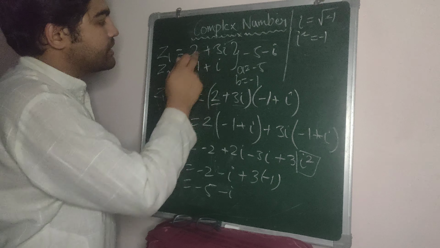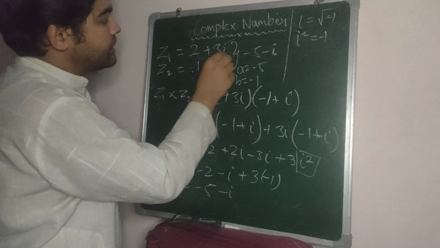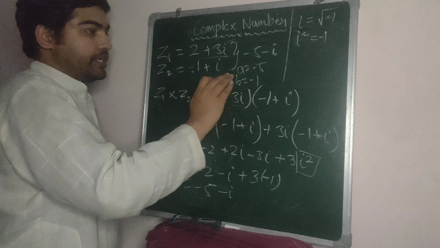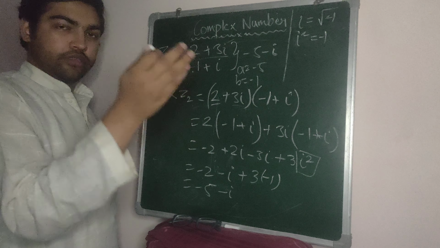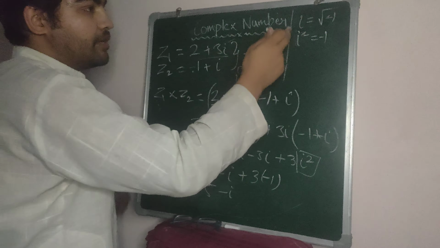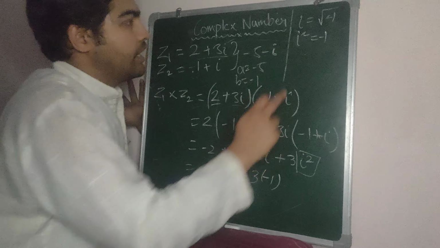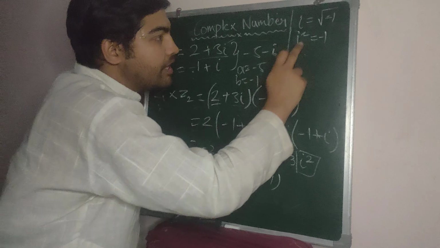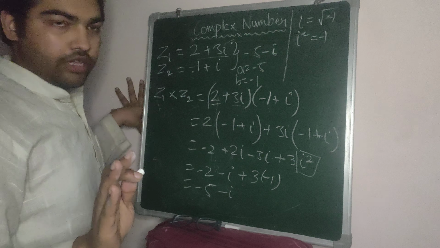We have to rationalize these numbers. If we divide these numbers, we have to rationalize. Then we make the denominator a real number, something like that. Okay, but one more thing we need to discuss, that i is equal to root minus 1. Understand? i square is equal to minus 1, as we know.